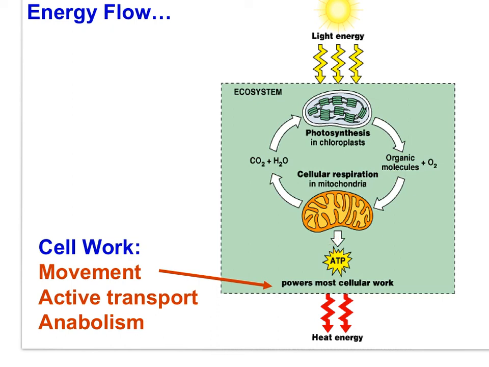ATP is spent in an exergonic reaction to do cell work: movement, active transport, anabolism. There is an overall transformation of high quality energy, solar, chemical, to a low quality energy, heat, and heat is transferred out of the system.